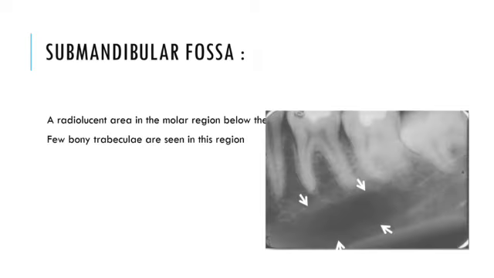Next is the submandibular fossa. It is a radiolucent area in the molar region below the mandibular molars. A few bony trabeculae are seen in this area. You could see minute small trabeculae in this region.